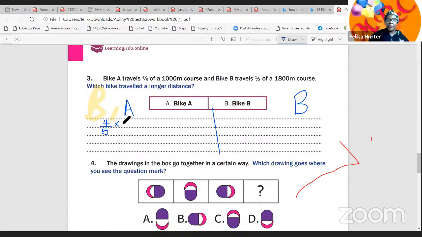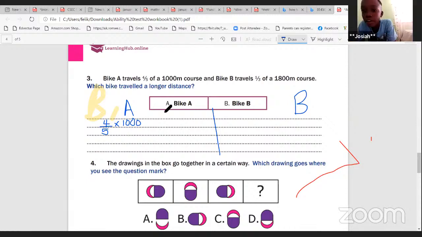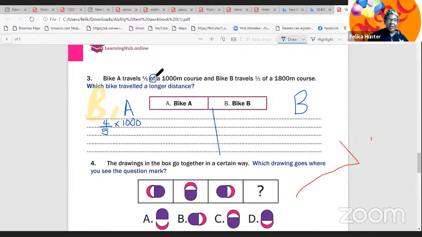Beautiful. And why do you say multiply? What in the statement tells you that we're multiplying? Which words there tell us that we should multiply? Off. Beautiful. So they say 4/5 off 1,000 meters. The word off tells us that we're multiplying. Beautiful. Continue for me, Josiah.